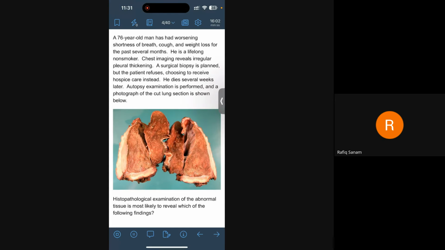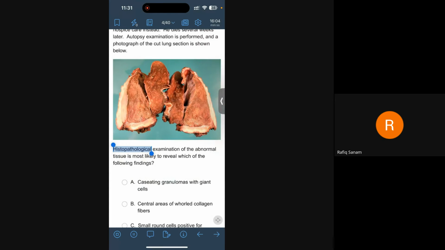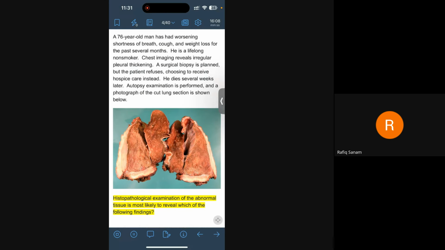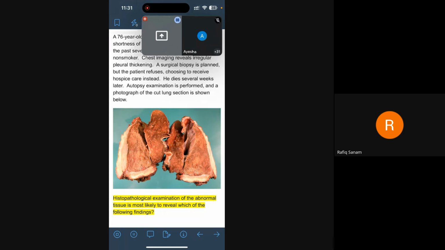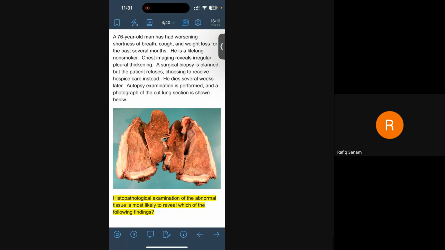Let's come to the histopathological examination of the abnormal tissue. This is lung tissue. A 76-year-old man had worsening shortness of breath, cough, and weight loss for the past several months. He is a lifelong non-smoker. Imaging reveals irregular pleural thickening. Surgical biopsy is planned, but the patient refuses, choosing to receive hospice care instead. He dies several weeks later, and a photograph of the cut lung section is shown.